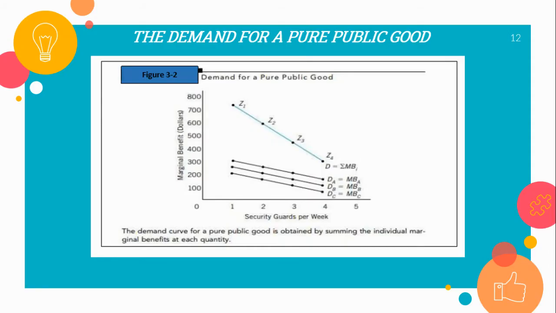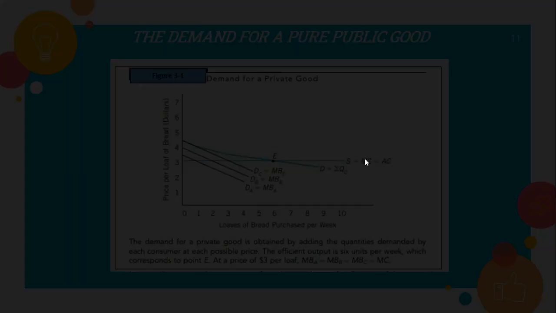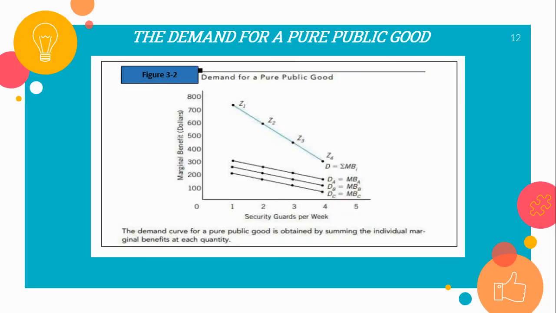Another example is the demand for a pure public good. This shows the person's demand curve for security guards. A point on any of the individual demand curves represents the maximum amount that the consumer would pay to get each unit of the corresponding quantity of the public good. So this maximum amount is the marginal benefit of security protection at each quantity. Each individual's demand curve shows how the marginal benefit of security guards declines as more are made available.